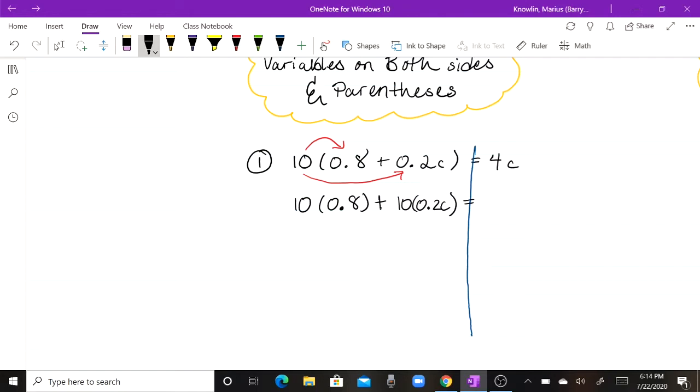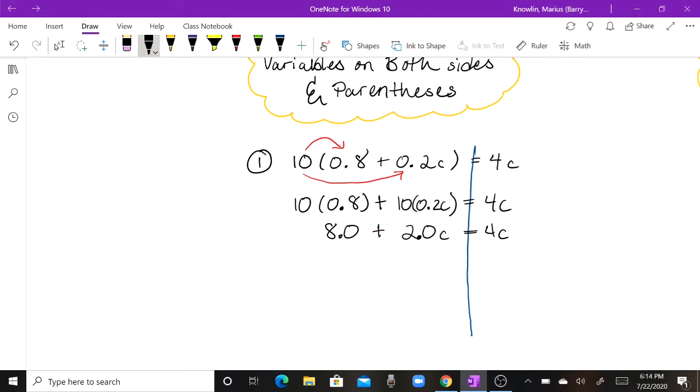And that's what you see me doing right here. So we have 10 times 8 tenths plus 10 times 2 tenths c equals 4c. When we multiply these, we can do 10 times 8, which is 80. Since there's only one number behind the decimal, that's going to leave us with 8.0. And we can do the same for the 10 times 2 tenths. 10 times 2 is 20. There's one number after the decimal, so it really is just 2c.